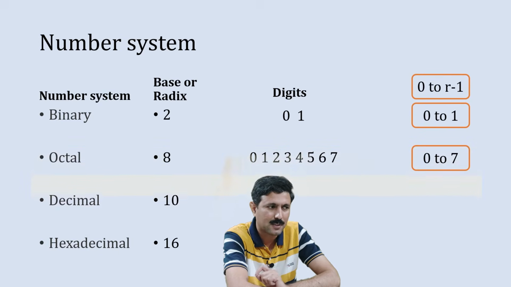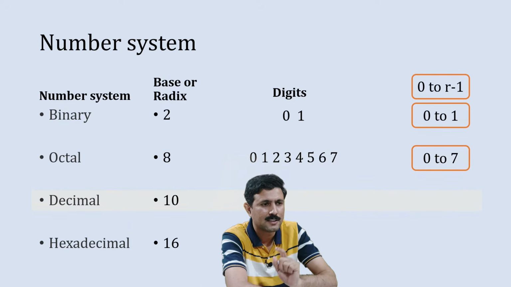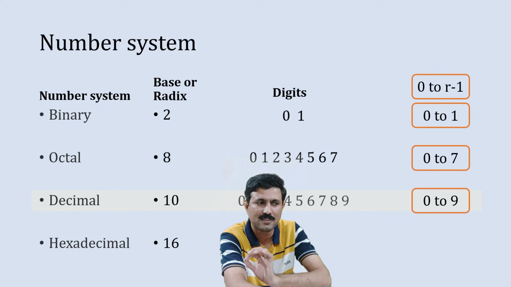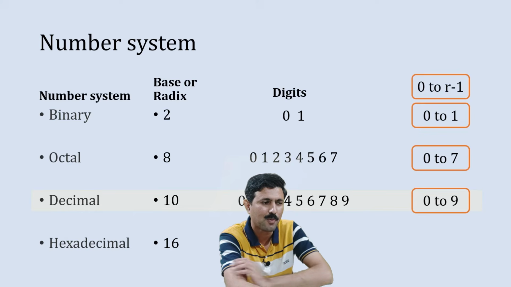In decimal number system, our base is 10. So 10 minus 1 gives us 9. So 0 to 9 are the different distinct digits, and those digits are 0, 1, 2, 3, 4, 5, 6, 7, 8 and 9.